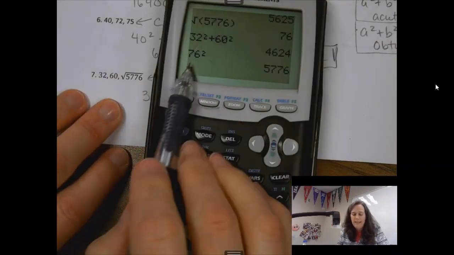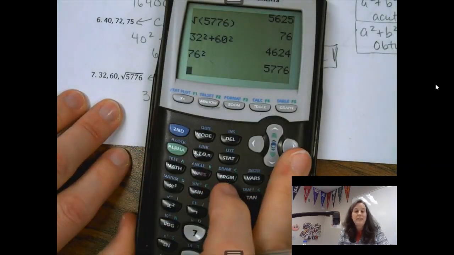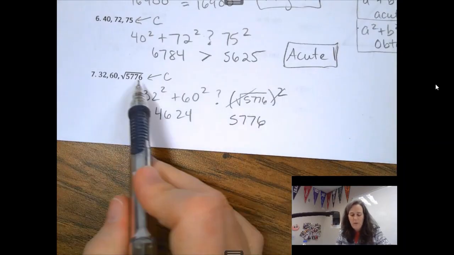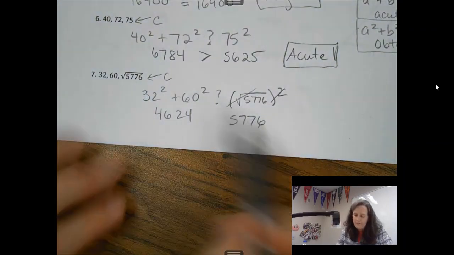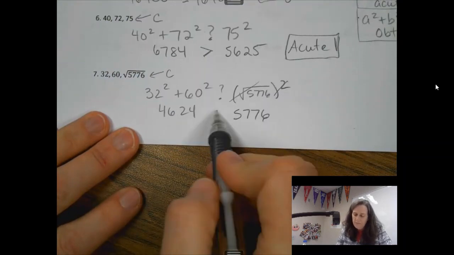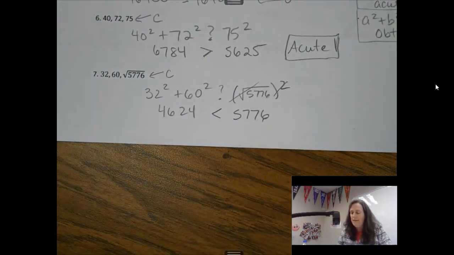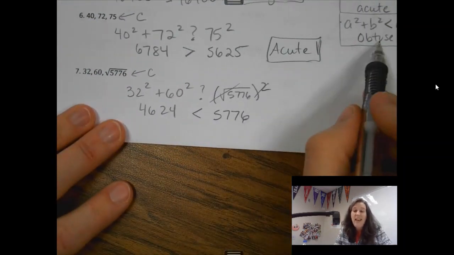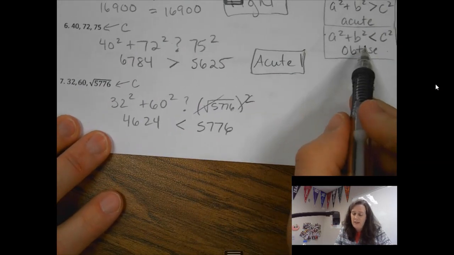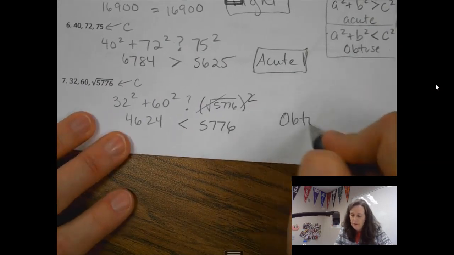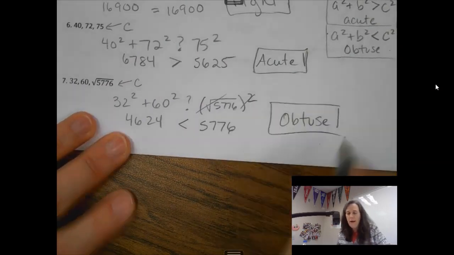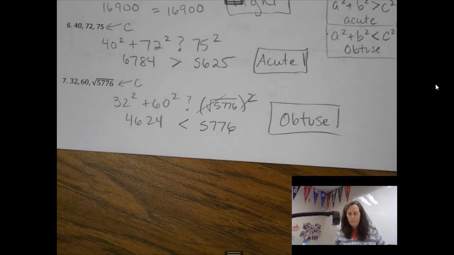The square root of that is 76, and when I square 76, it's that same number that was under the square root. Now, which one's bigger? That would be 5,776. That is this situation, obtuse. Obtuse triangle. Okay, that's the front side. Let's turn it over.